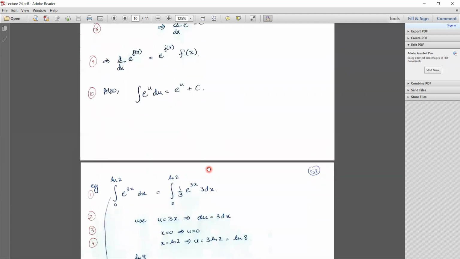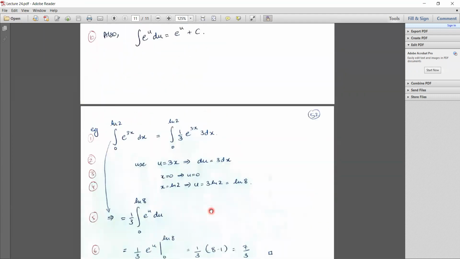All right, so let's just do some examples on this last page and then we're done. All right, so I want to evaluate the integral of e to the 3x from 0 to ln 2.